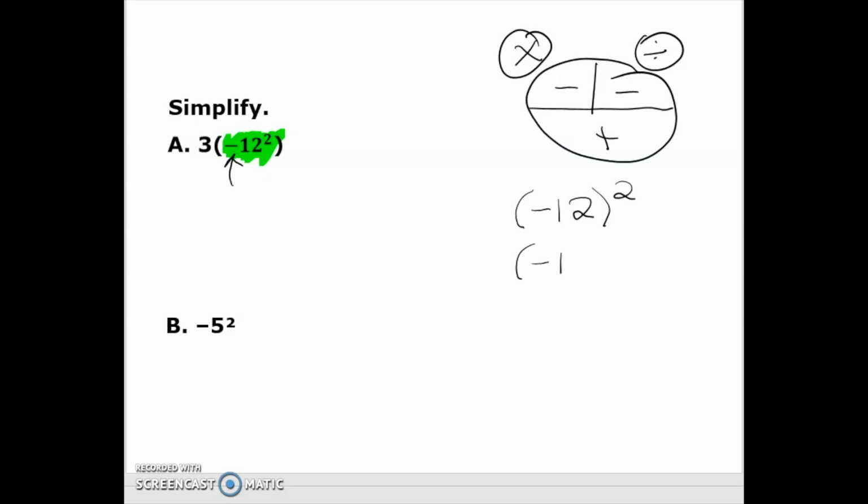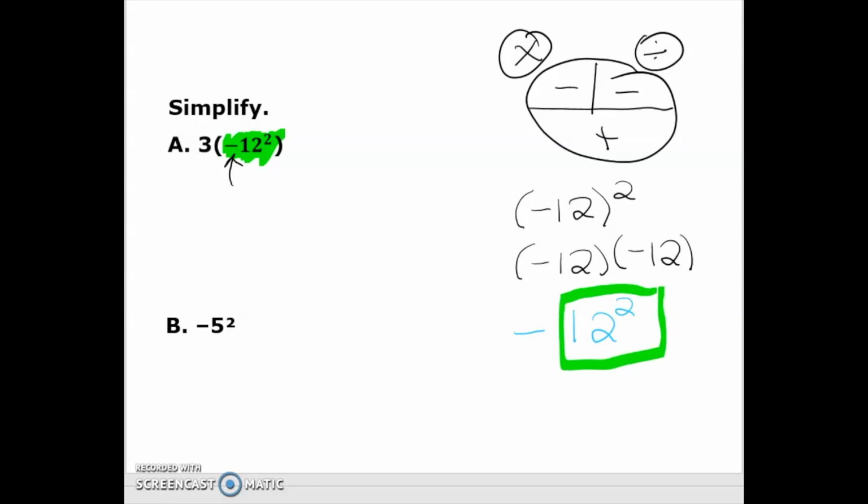That would mean -12 times -12. Okay, that's not what we see here. What we see in this problem is -12 to the second power. Now, I know you're thinking, wait a minute, that sounded exactly the same. But what's happening here is only the number 12 is being raised to the second power. So that would be 12 times 12. And then after we're done, we're bringing that negative down. So it's important that we're really careful when we're solving these and following those order of operations rules.